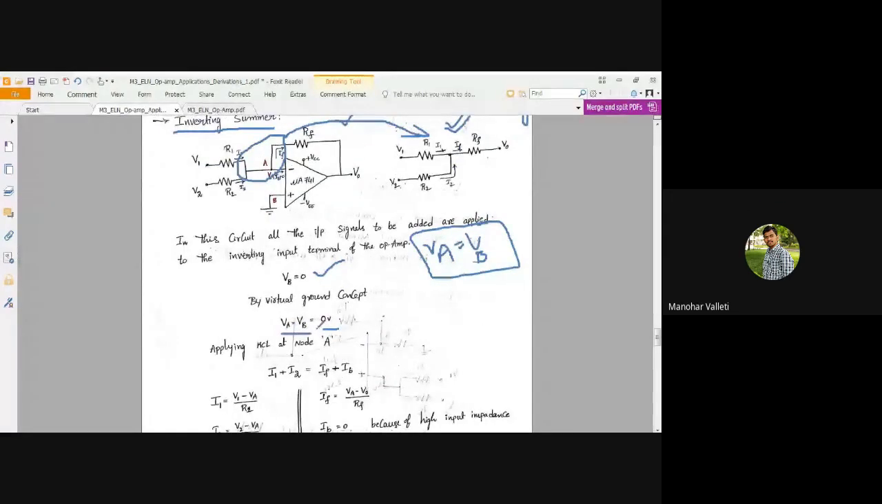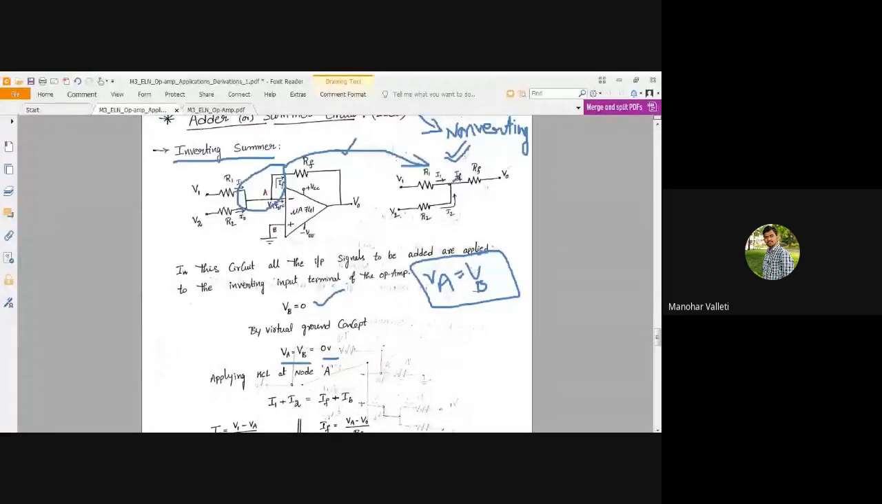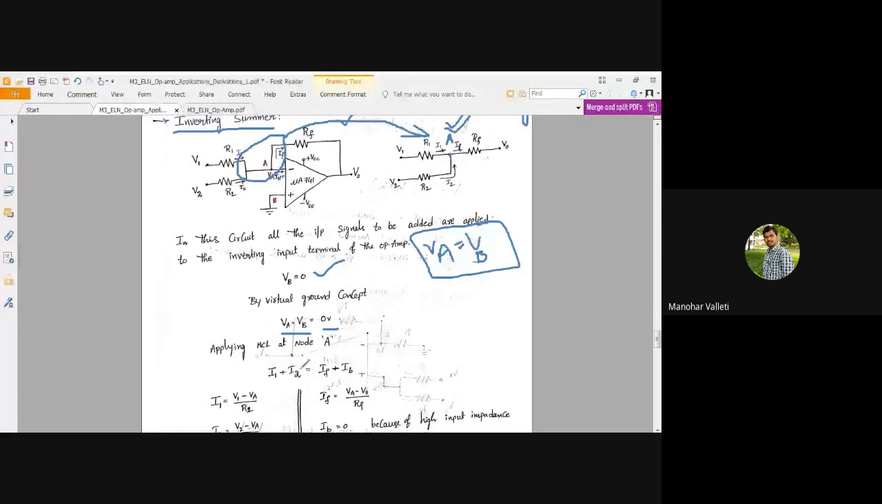Now I'm applying KCL at node A. This is node A. The sum of entering currents are I1 and I2. The leaving current is IF. Anyhow, the bias current is 0. So entering currents are I1 and I2, leaving currents are IF plus IB. So the KCL equation will be written like this.